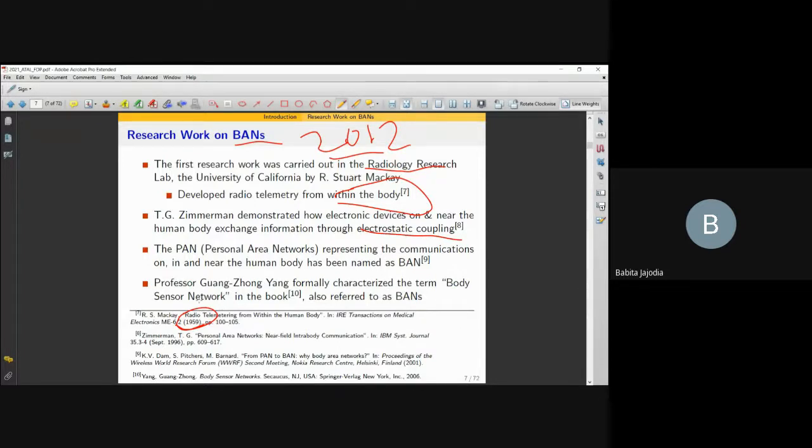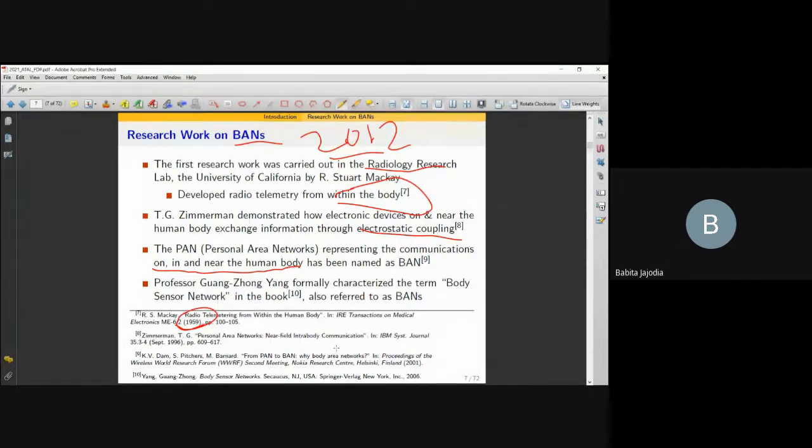Then the PAN, as I mentioned, the personal area network, was also used to represent communication on, in, and near the human body. So indirectly, you can say the BAN is a special case of PAN, where it covers only on the body, in the body, and near the body, as well as implantable devices. This was coined by Nokia in 2001 in Finland, right?